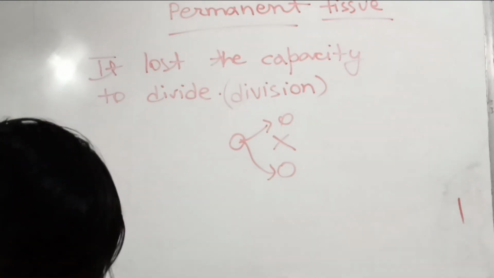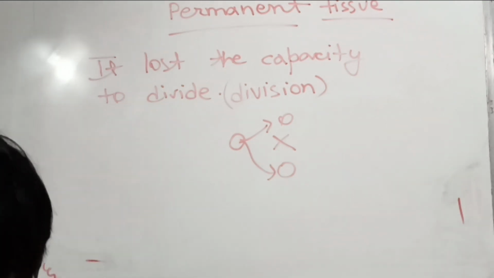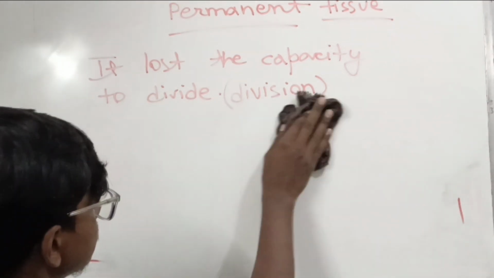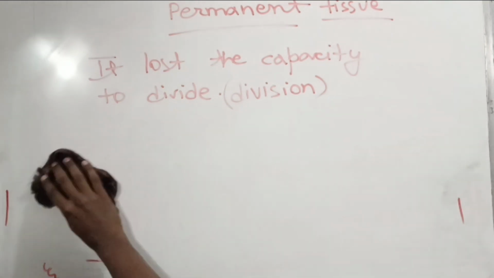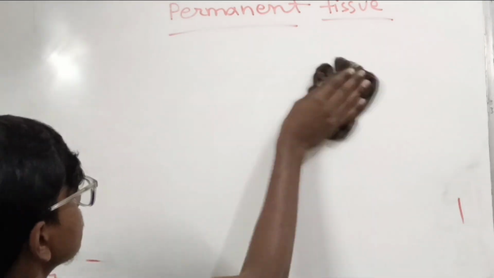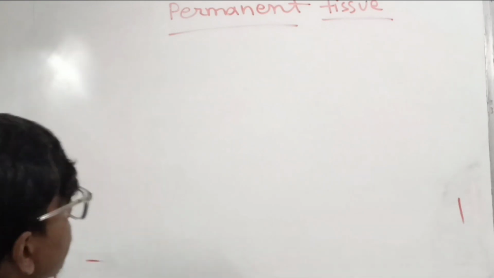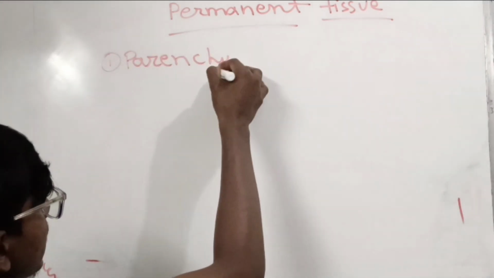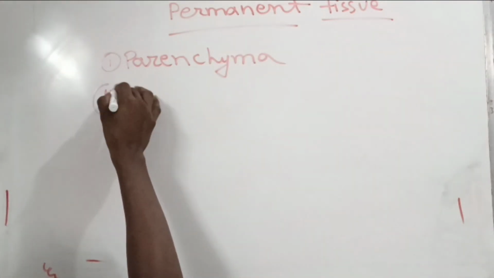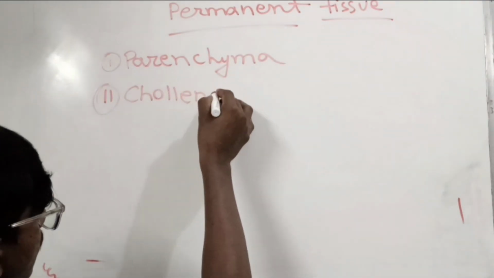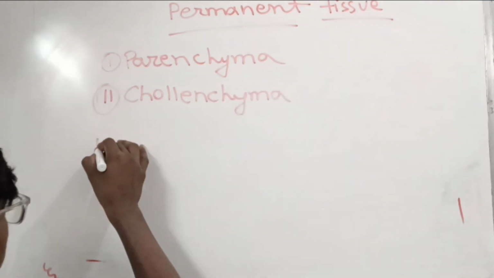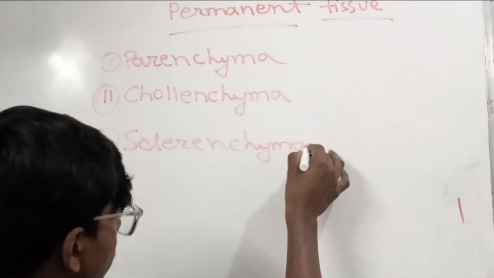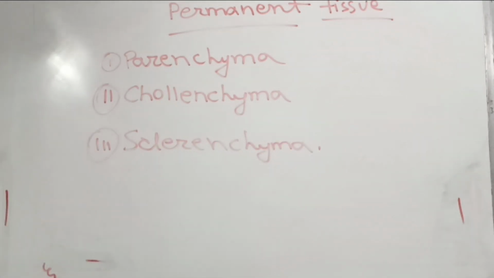Okay. Now it will have three types. We will see the three types of the permanent tissue. This is the main thing that you have to remember in the permanent tissue. It is of three types. First is the parenchyma. Second is the collenchyma. Third is the sclerenchyma. Okay, these are the three types of the permanent tissue.